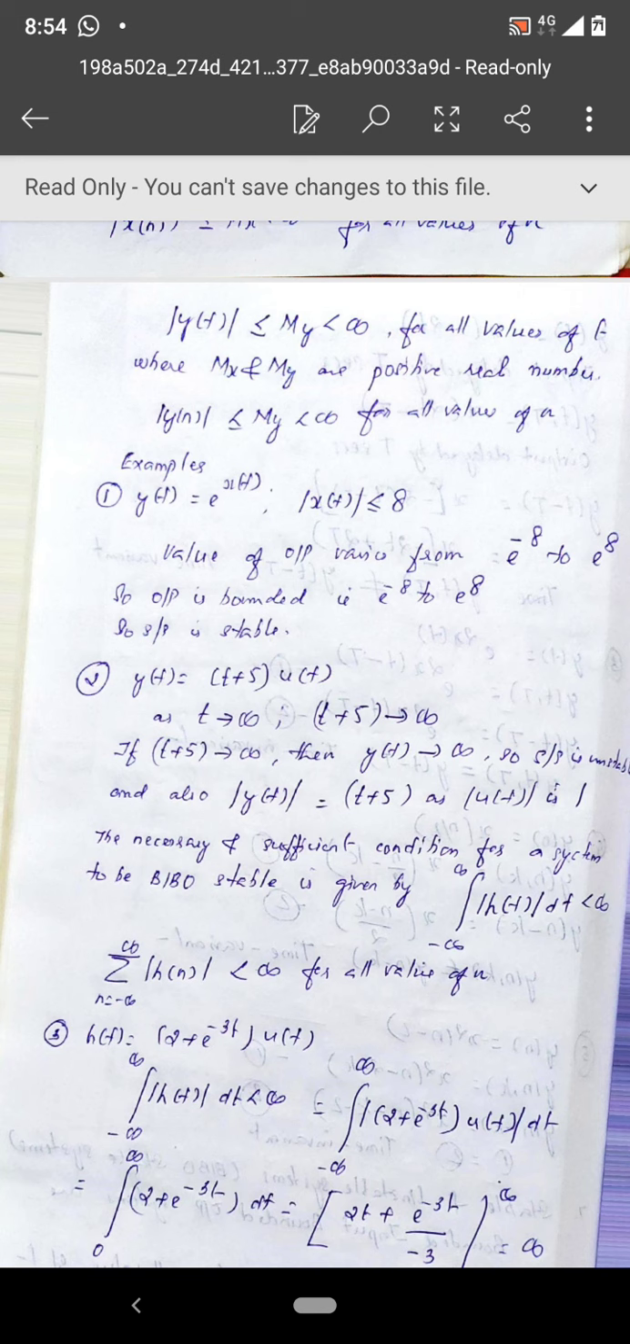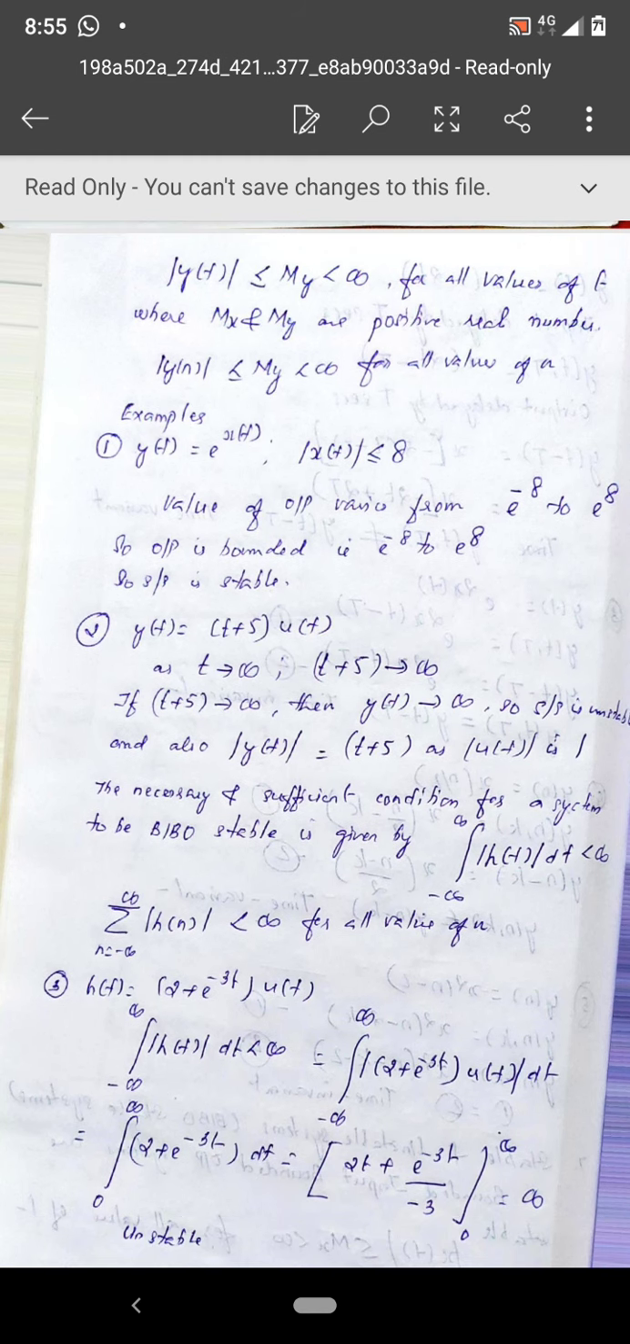Whereas the second one, straight away you can tell that it's an unstable system. Why? Because y of t is multiplied by time, u of t is multiplied by t plus 5. So when time t tends to infinity, t plus 5 tends to infinity, and y of t also tends to infinity. Why? The whole magnitude of y of t depends on the magnitude of t plus 5, because u of t, you know the magnitude. What is the u of t magnitude? U of t is all ones from 0. For t greater than or equal to 0, the u of t magnitude is 1. It's a right-sided signal. So the magnitude of u of t is 1.